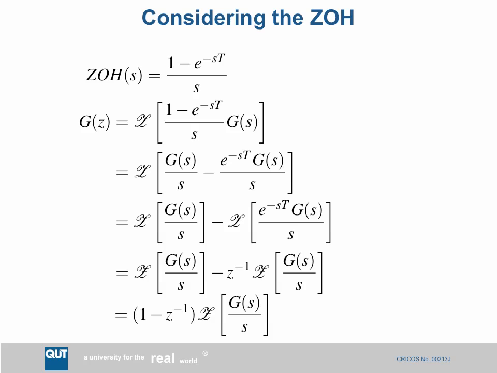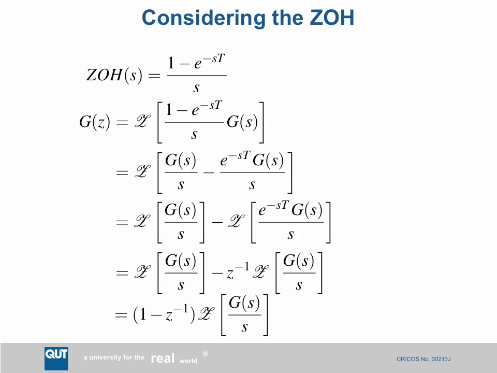Now we can compute the Z transform of a continuous system G(s), which has got a zero-order hold in front of it. And we do that by computing the Z transform of the product of the zero-order hold's transfer function and the plant's transfer function. And we do a bit of arithmetic here. We split that into two parts. We take the Z transform independently of the two parts.